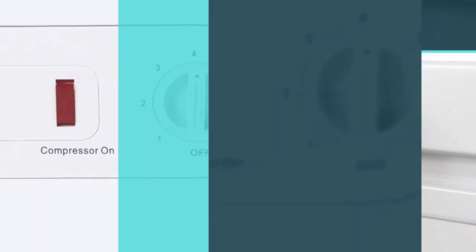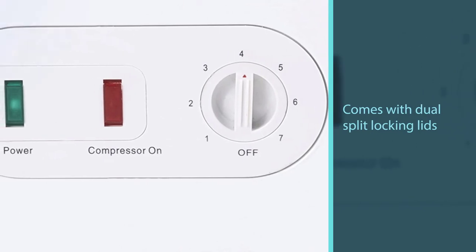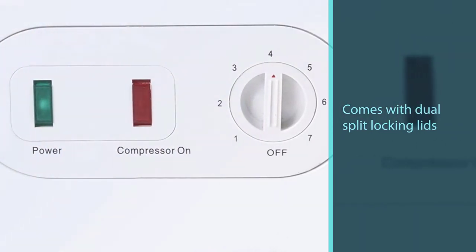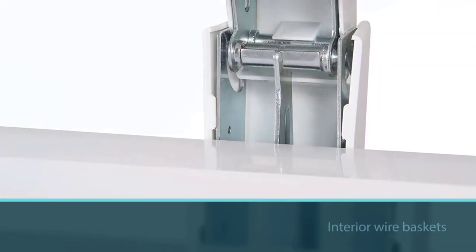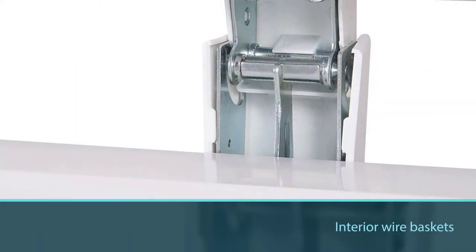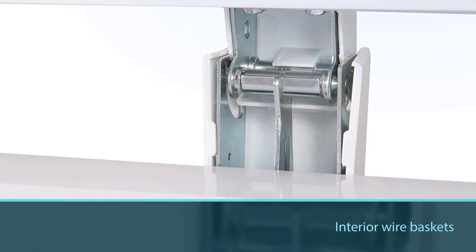This freezer comes with dual split locking lids for securing your valuable ingredients inside and interior wire baskets for a better organization of the cooling space. It meets the 2017 DOE requirements for commercial applications.